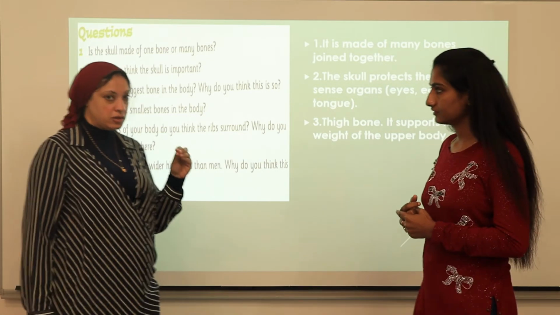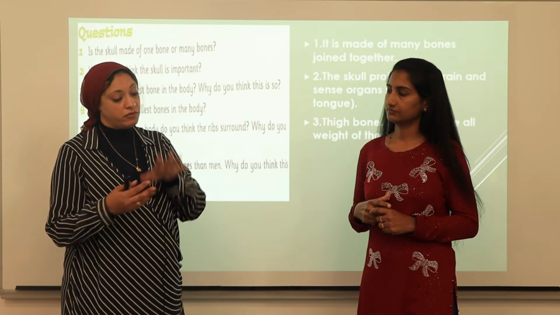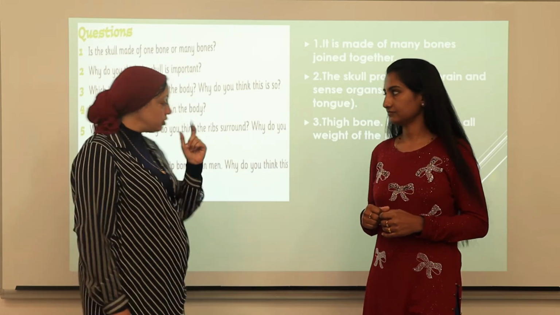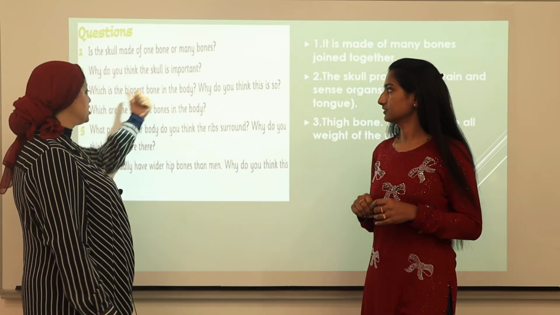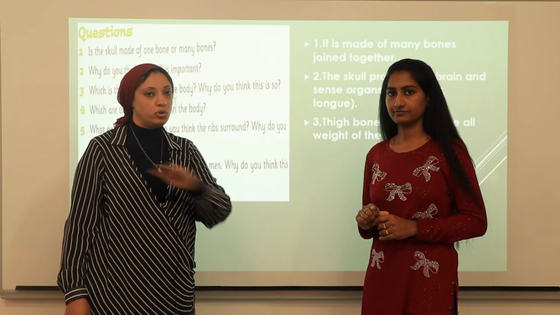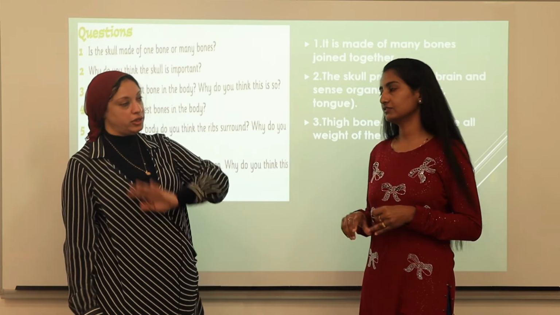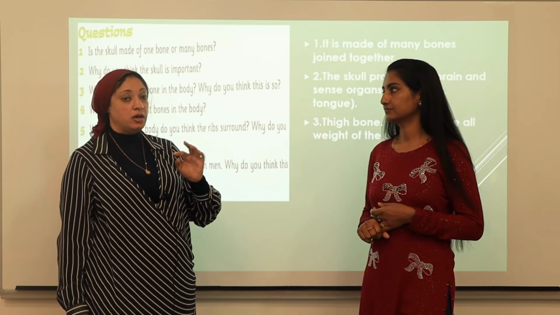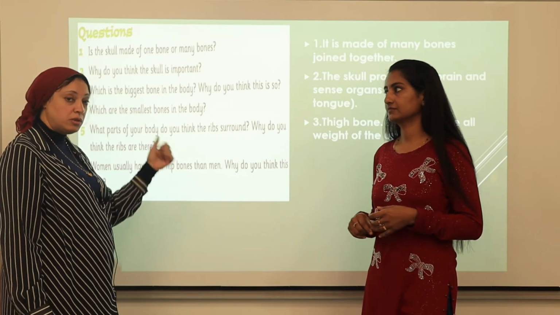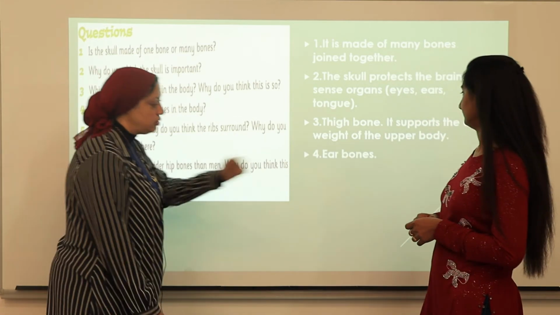So if they are asking you to mention small bones in your body, you can say finger bones or ear bones. But here in the question, they are asking you what is the smallest. Smallest means you have to mention ear bones only. Small bones, you can say finger or ear bones. It's okay, it's correct. But when they mention the question smallest bones, they mean the ear bones because they are the smallest bones. Okay, the ear bones.